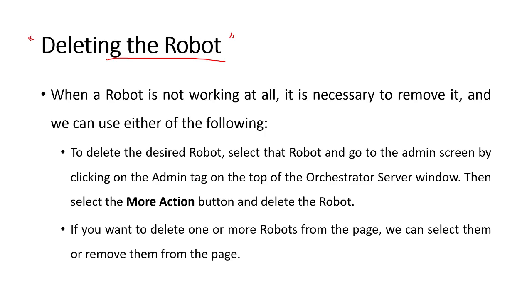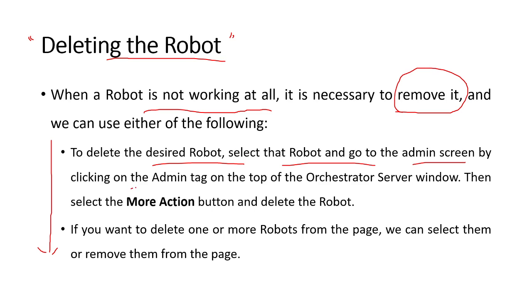See, all these are straightforward and you can easily understand this concept. So when a robot is not working at all, or if you don't need that robot at all, then obviously you will go for deleting or removing it. So to do that, what are the steps that you need to follow? Once again, these steps are straightforward. So once again, I will repeat the things. To delete the desired robot, select the robot and go to the admin screen by clicking the admin tab on the top of the Orchestrator server window. Then select more actions, then delete the robot. That's all. You need to follow these steps in order to perform the desired task.